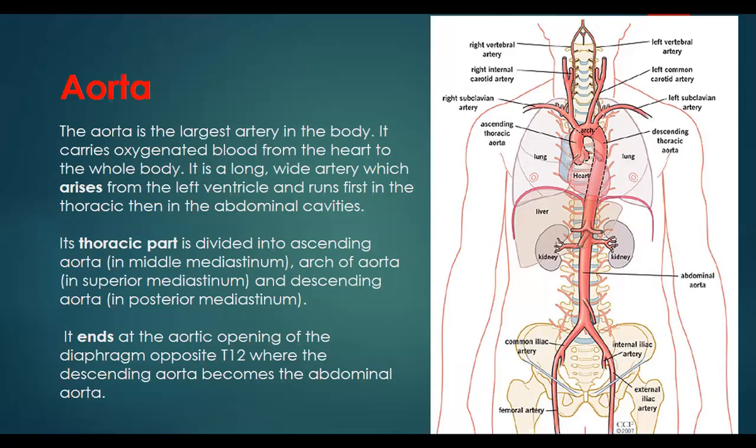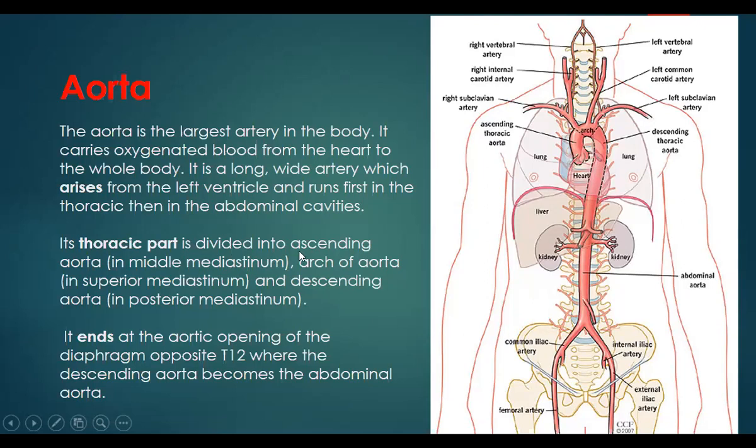So the aorta is the only artery which is actually supplying the blood from the heart to the different parts of the body. It is a long, wide artery which arises from the left ventricle. As I said, the left ventricle is pushing the blood into the aorta, and from there to all the parts of the body. It begins from the left ventricle and runs first in the thoracic, then in the abdominal cavity. As we can see here, this whole part is in the thoracic region, and here is the diaphragm. Then it pierces the diaphragm and goes into the abdomen. So this is the abdominal aorta, and this is the thoracic aorta.